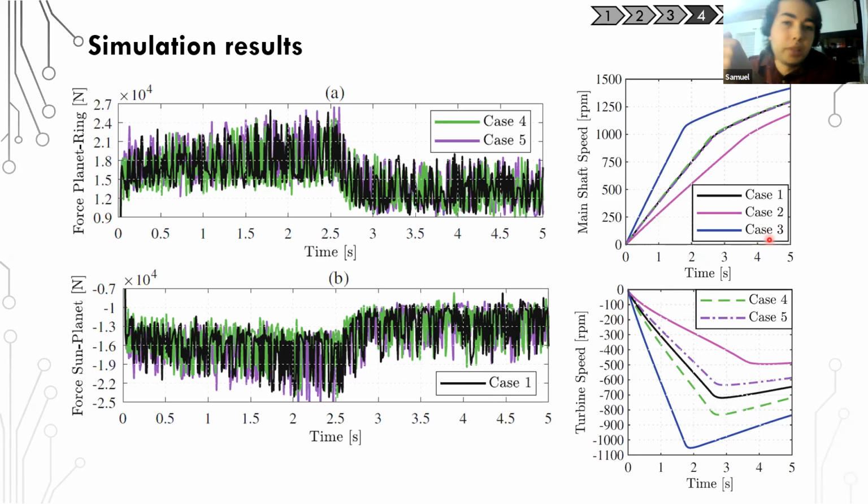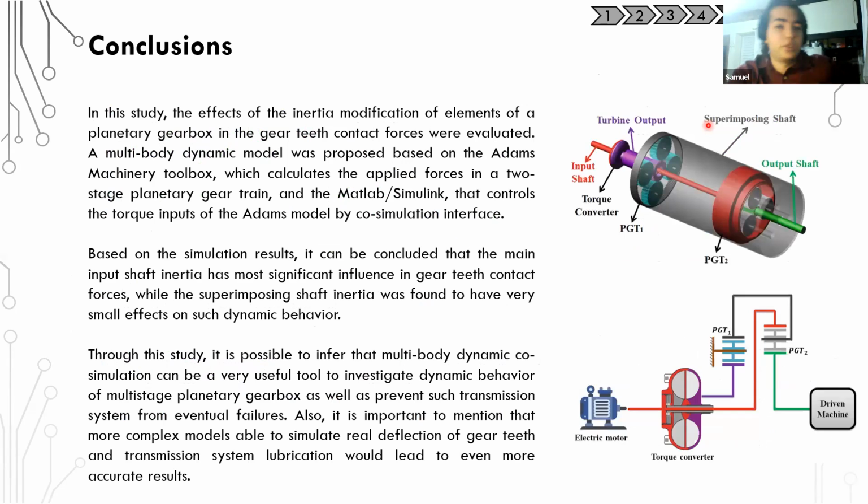So in this work, the effect of the inertia variation of elements of a multi-stage planetary gear train on the gear contact forces was investigated. A multi-body dynamic model was developed using co-simulation between Adams and a Simulink computational environment. Based on the simulation results, we can conclude that the main shaft inertia had the most significant influence on the contact forces when compared to the superimposing shaft case.